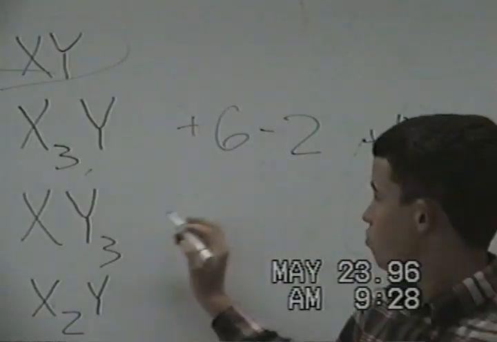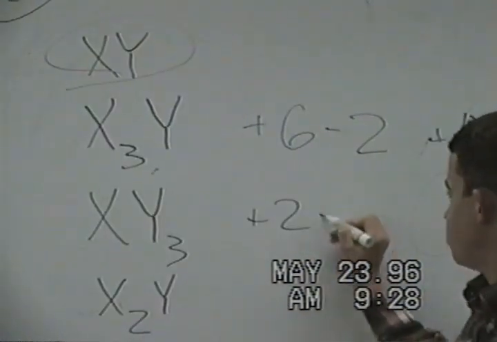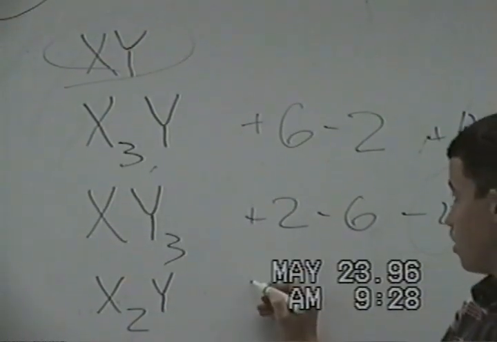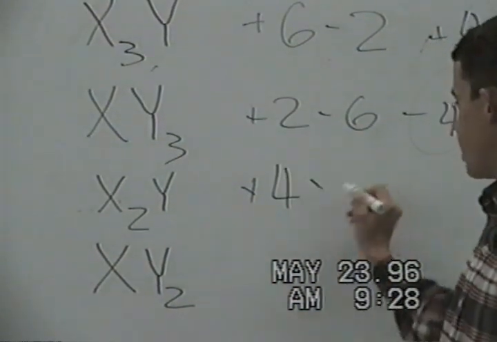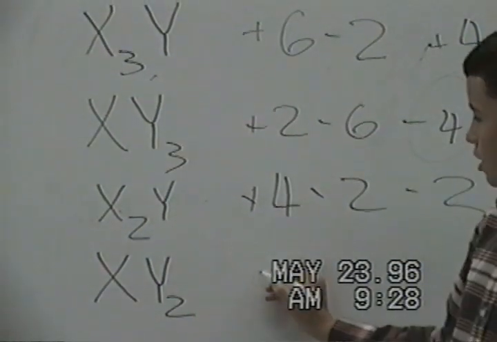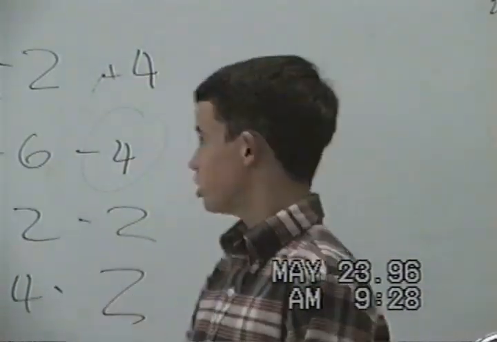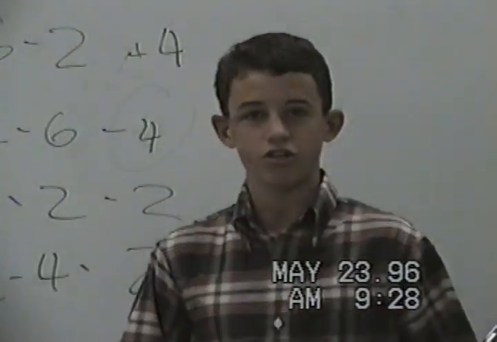charge. This would form +2 -6, that would have a -4 charge. This would form +4 -2, a +2 charge. And this would form +2 -4, and -2 charge. You want the charge to be 0, so that is going to be the left pole.